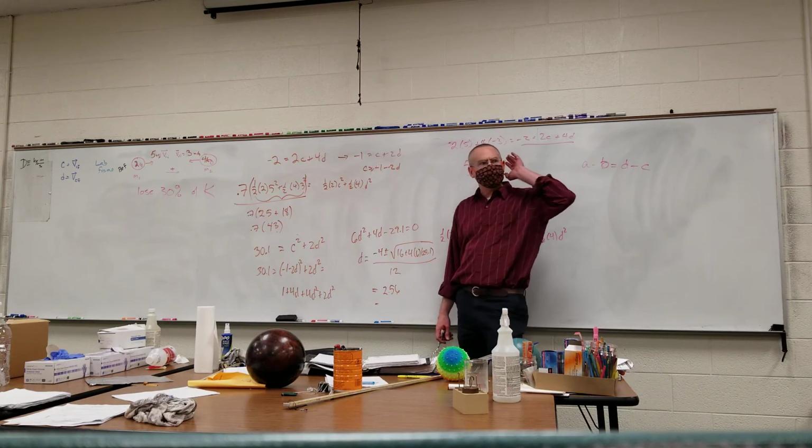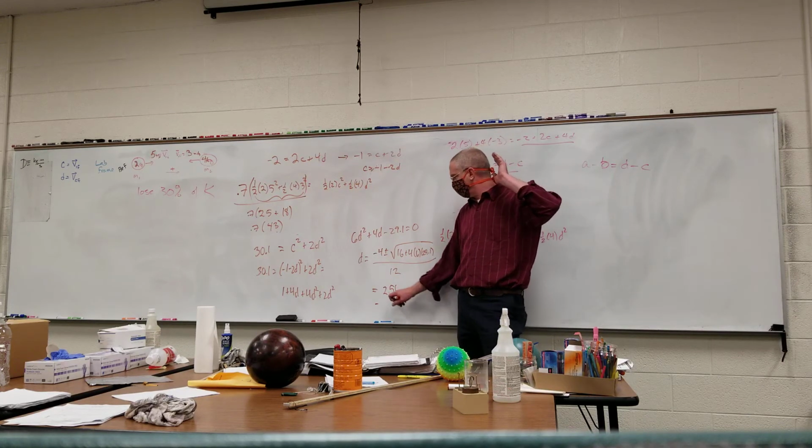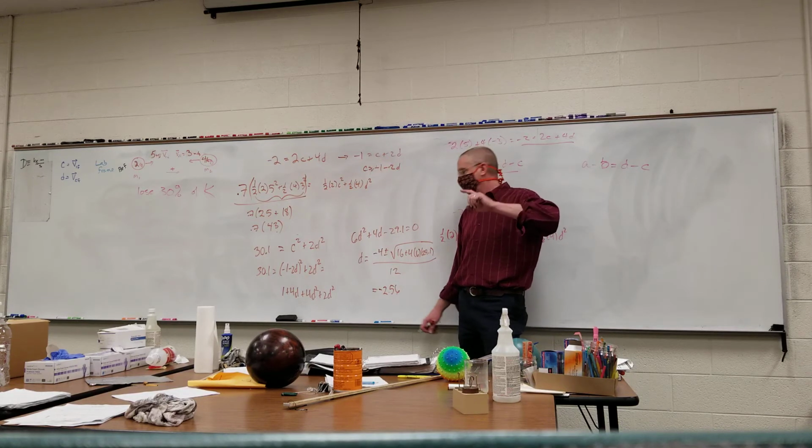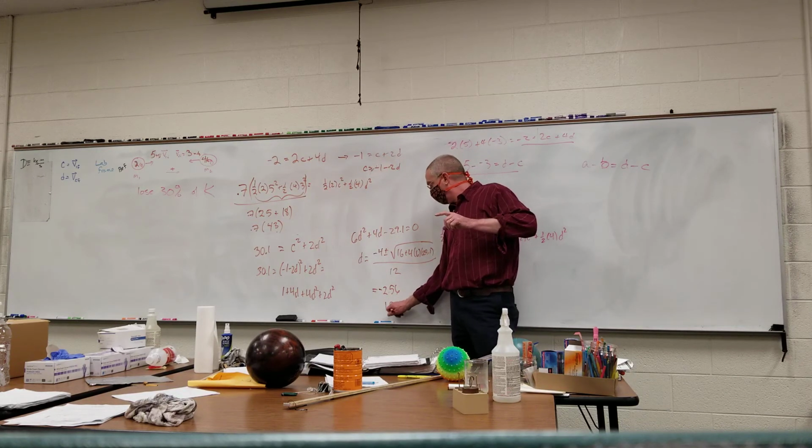I got that as my negative function. Yeah, I did it, that was something wrong. Negative 2.56, okay. For my positive, 1.9? 8.9.